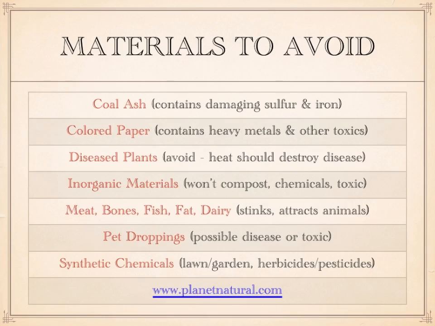Of the materials to avoid in composting, coal ash contains damaging sulfur and iron. Colored paper contains heavy metals and other toxics. Diseased plants, if not properly heated in composting, should be avoided. Inorganic materials, of course, will not compost and probably contain toxics or chemicals.